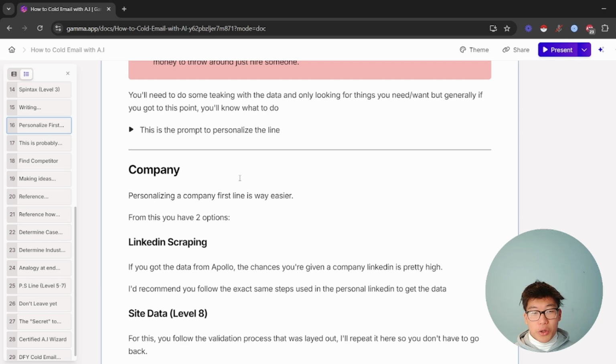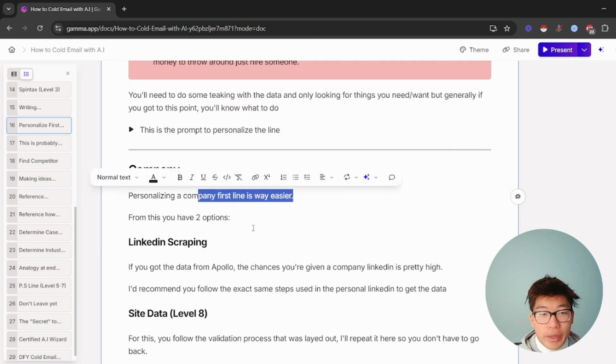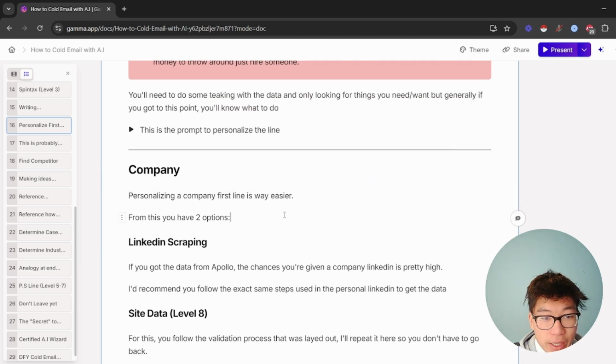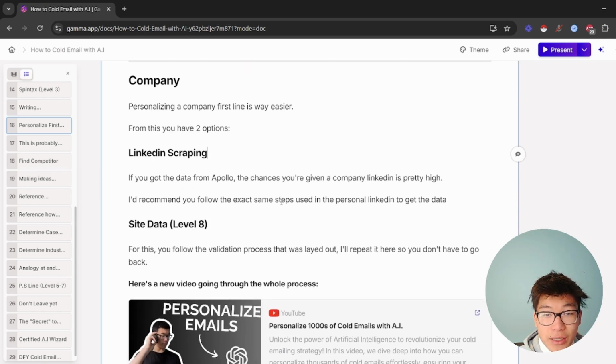The next one is company. Scraping from a company is definitely a lot easier than the LinkedIn one, so personalizing a company's first line is way easier. From this, you have two options. The first is LinkedIn scraping. If you got the Apollo data, the chances are pretty high that you have the company's LinkedIn. I'd recommend you follow the exact same steps as above. It depends, because company LinkedIn can be dead sometimes, just dead in the water, flowing around. So it works, but the personal one is usually more active.